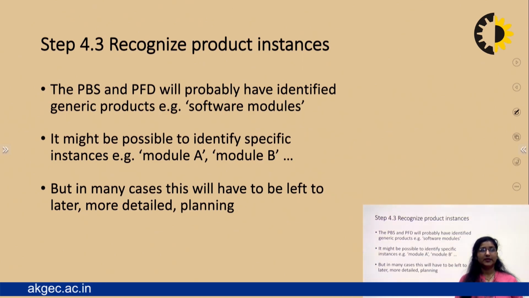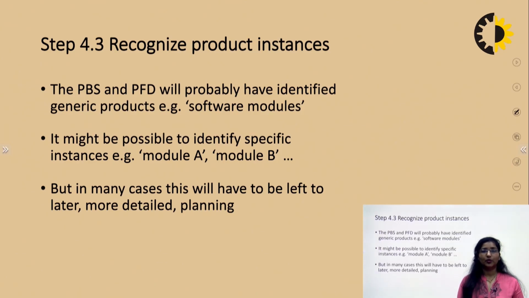Recognize the product instances. The product breakdown structure or the product functional description will probably have identified generic products like the software modules, and it might be possible to identify specific instances like module A, module B, module C. So we may be able to find all these specific things. But in some cases, this will have to be left to later, when more detailed planning is required.